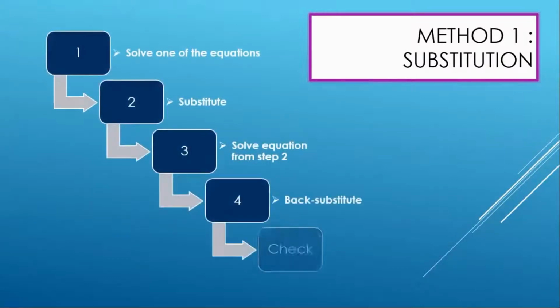Method one is substitution. It has 5 steps. We're going to pick one of the equations and solve it, substitute that answer into one of the other equations, solve the equation we just generated from step 2, do what's called back substitution, and then check our answer.